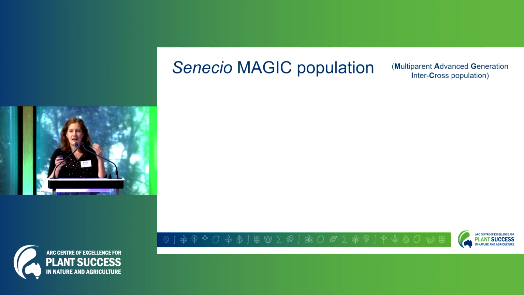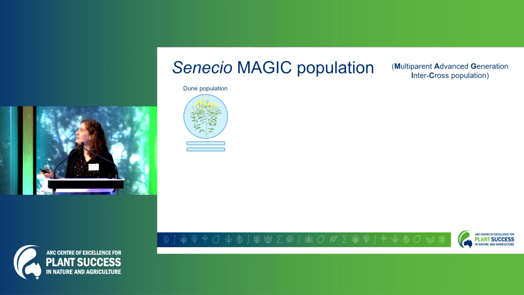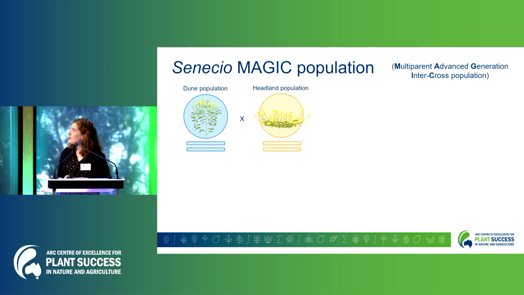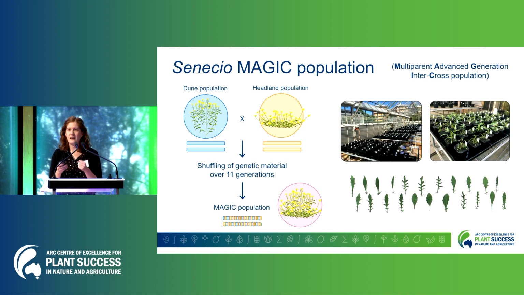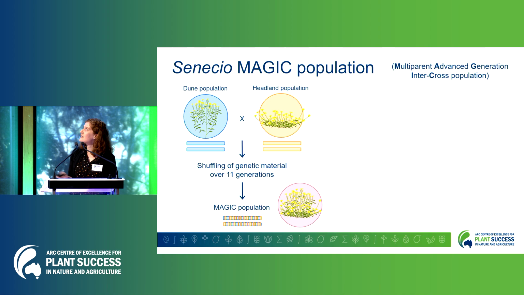So MAGIC populations are constructed by crossing populations repeatedly over many generations. And this is what we've done in Senecio, where we've crossed many individuals from a tall dune population with many individuals from a short headland population for 11 generations to create the MAGIC population. And so this MAGIC population is all mixed together and shuffled up. So those two original founder dune and headland populations that come from one location along the Australian coastline, those founders have been deconstructed. And so this allows us to link the genotype, phenotype, and fitness by breaking down trait correlations. So I'll show you how it does this.